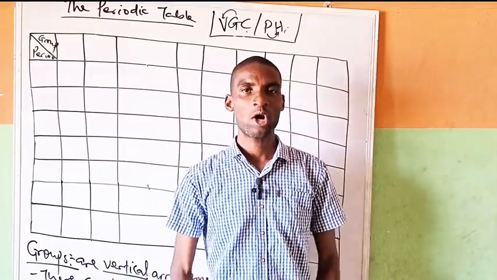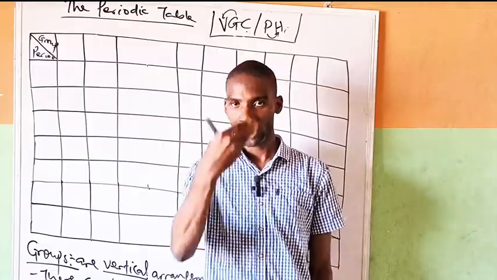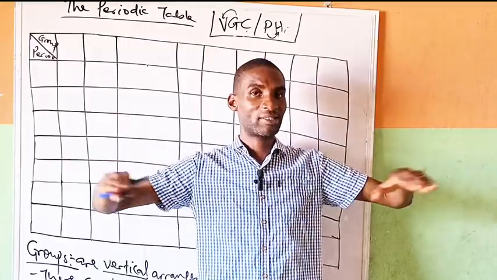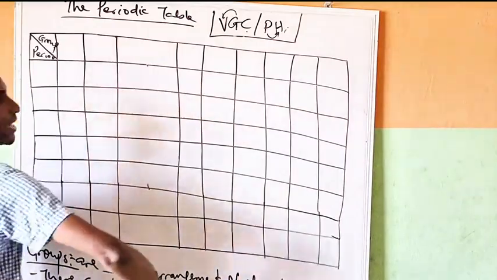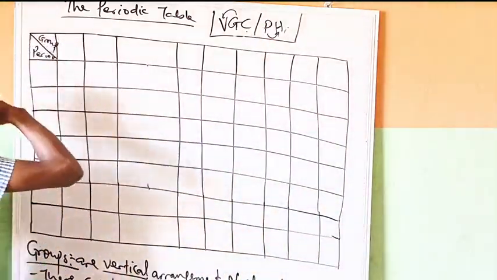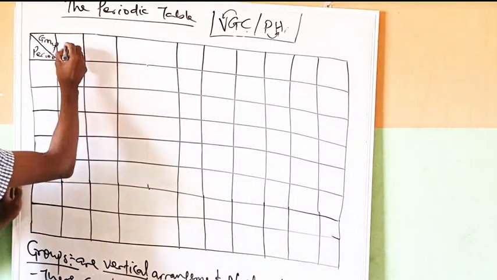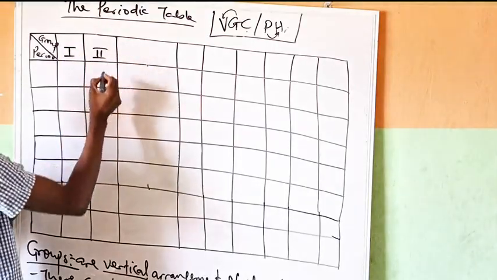So when you are trying to recall which is vertical, standing straight is vertical, and stretching your hand to the sides is horizontal. These are the vertical arrangement of elements, these are the horizontal arrangement of elements. And you remember I told you that there are 18 groups. So if we are going to label it, this is group 1, this is group 2.